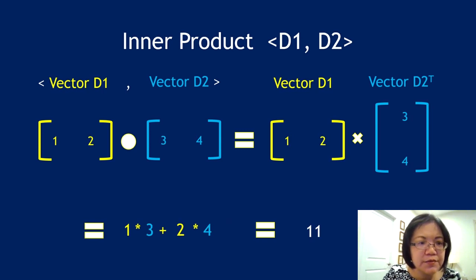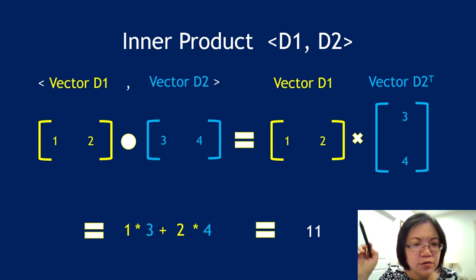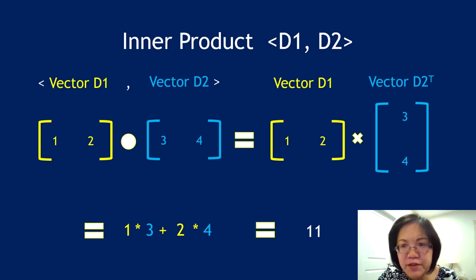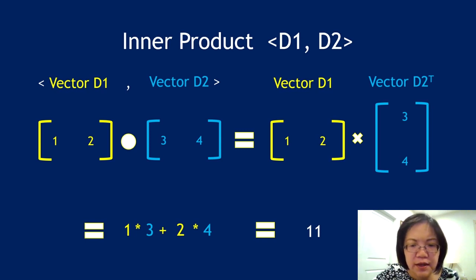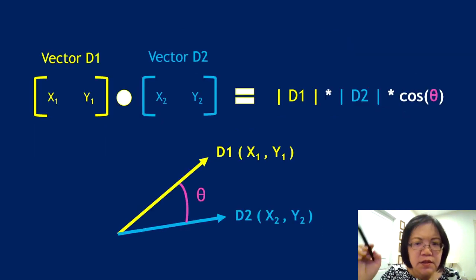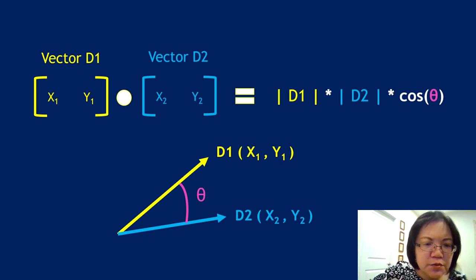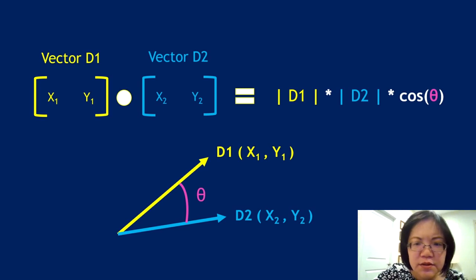So here's an example. If we have a vector D1 that's 1, 2, and a vector D2 that's 3, 4, then we transpose D2, multiply 1 with 3 and 2 with 4, add them together, and we get 11. So 11 is the inner product of these two vectors. Now, the inner product can also be represented as the length of D1, written as bar D1 bar. So this is the length.